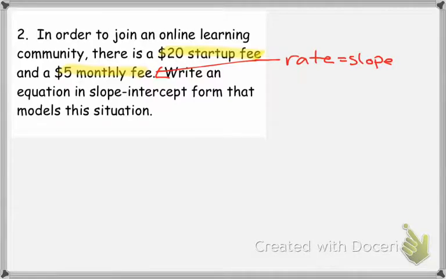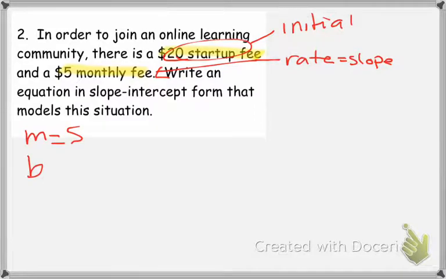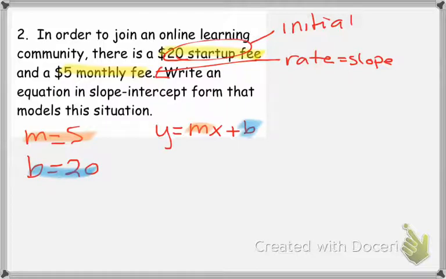Okay, and the $20 startup fee is going to be our initial value, right? So our m is equal to $5 and our b is equal to $20. Okay, so if we write it as an equation, our slope-intercept form is y equals mx plus b. Our m is going to be replaced with the 5 here, and our b is going to be replaced with a 20 here. Okay, so our answer is y equals 5x plus 20.